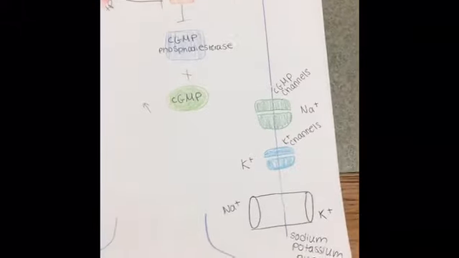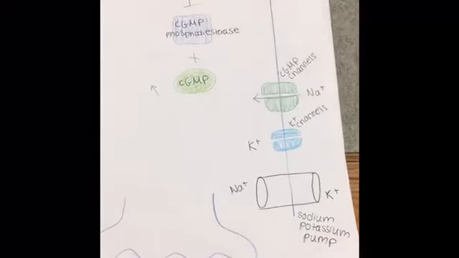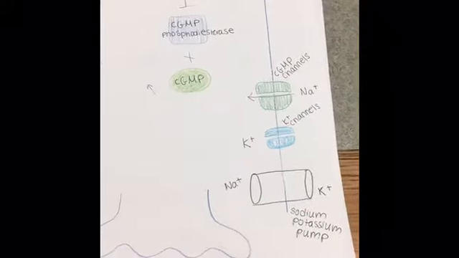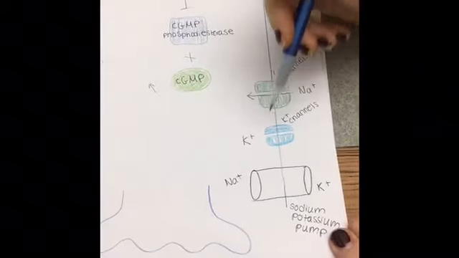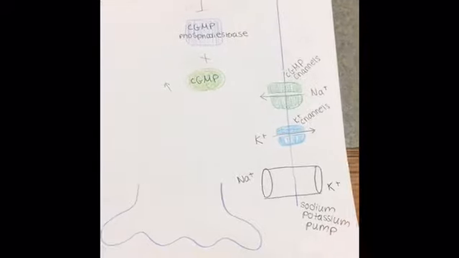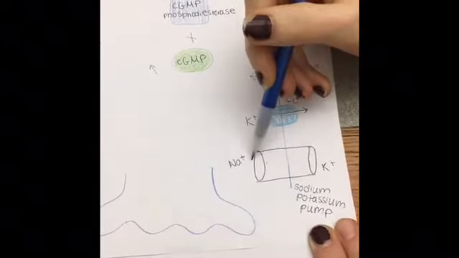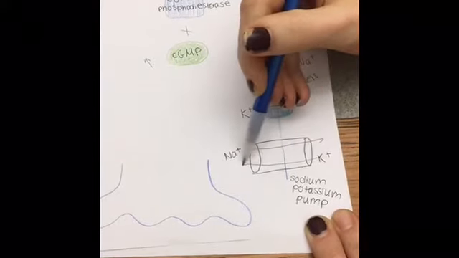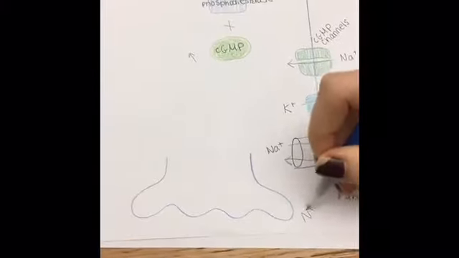cGMP channels will then not close, and Na will free flow into the cell. The K channels will also not be inhibited, and potassium will be able to flow out of the cell. In addition, there's a sodium-potassium pump operating via active transport to keep the relative balance of ions stable across the cell membrane. And there is a baseline neurotransmitter release.